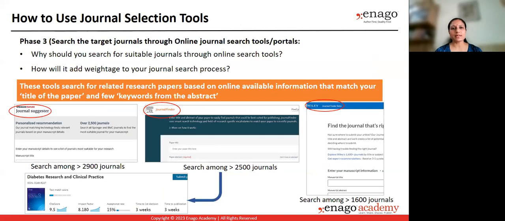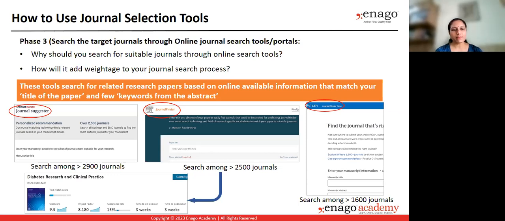Let us move ahead to understand, through the online search tools or journal finders, whether we can find these journals that we have segregated and filtered as most relevant, and whether they are suggested by the journal finders too. There are several journal finders provided by the publishers in the STM industry. Why are these tools essential for a researcher? Because they have extensive databases of research information. Based on online available information, they match the title of your paper and a few essential keywords from the abstract and help you identify the closely matched journals where you can submit the paper.